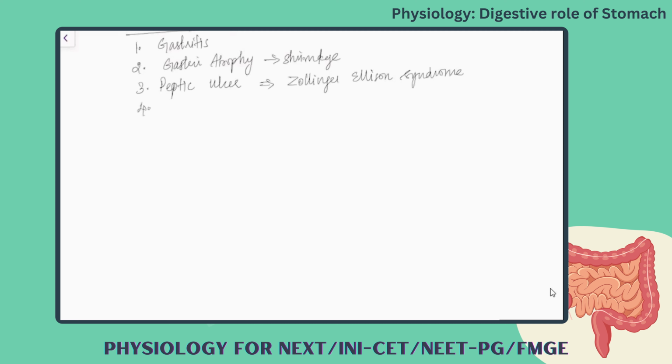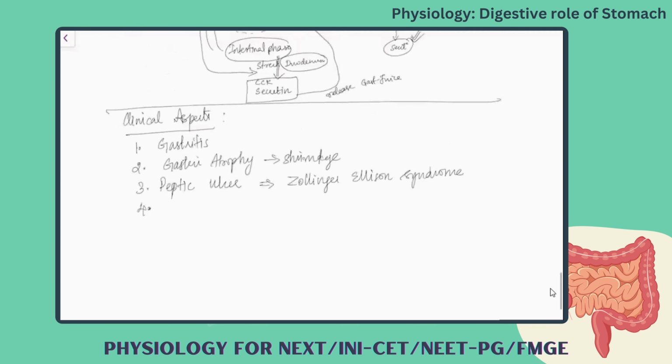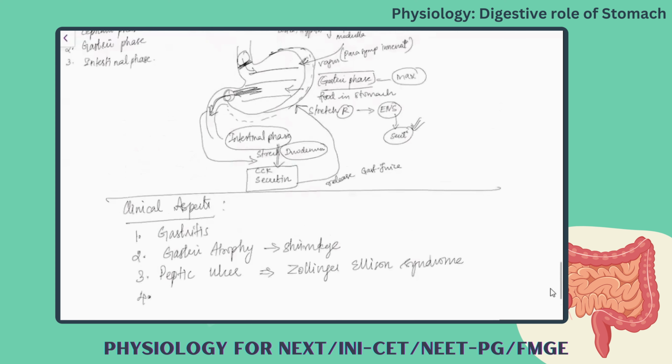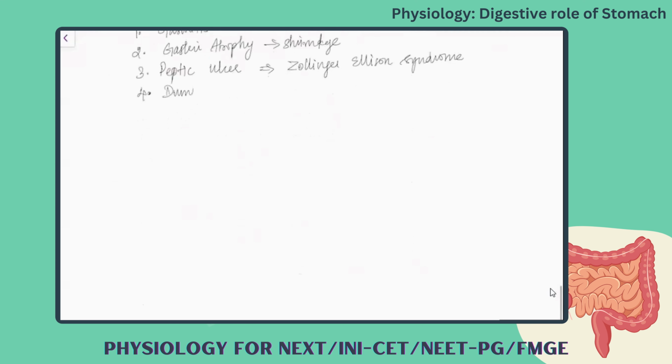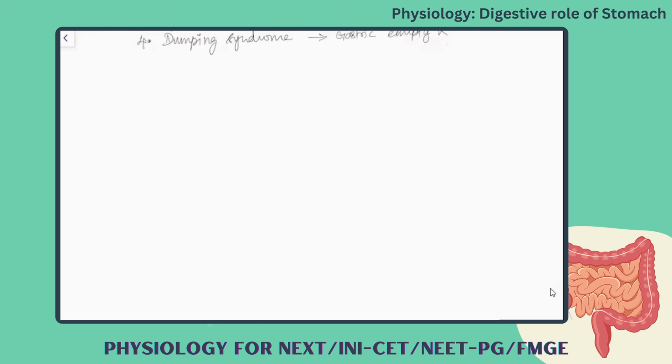And the fourth one, when the bolus is not moving from the stomach into the duodenum, everything will be accumulated in the stomach. It will be dumped in the stomach because of the absence of opening of the pyloric sphincter, which you call dumping syndrome. In this condition, the process of gastric emptying is not happening. Okay, clear? So this is the clinical aspect with respect to the stomach.